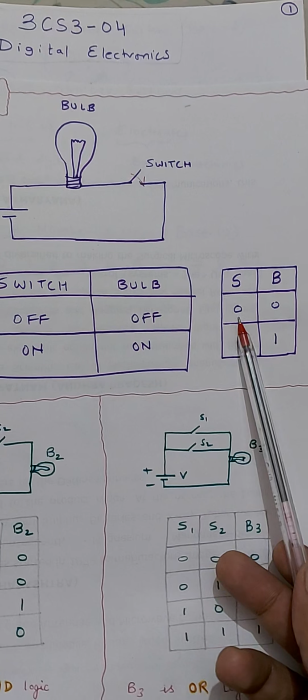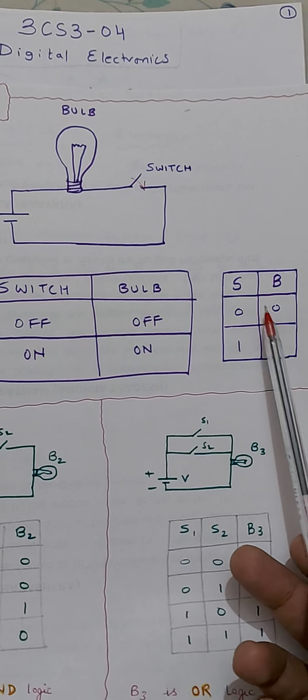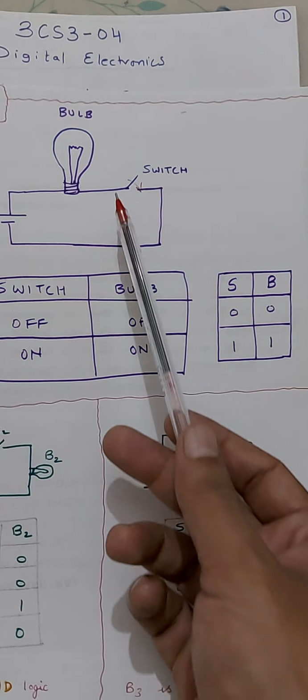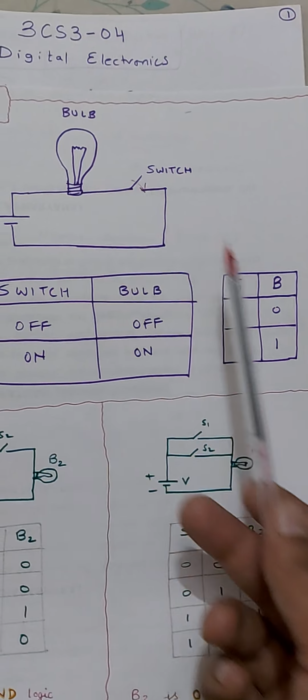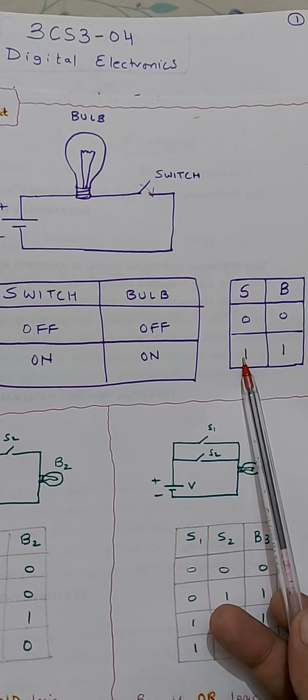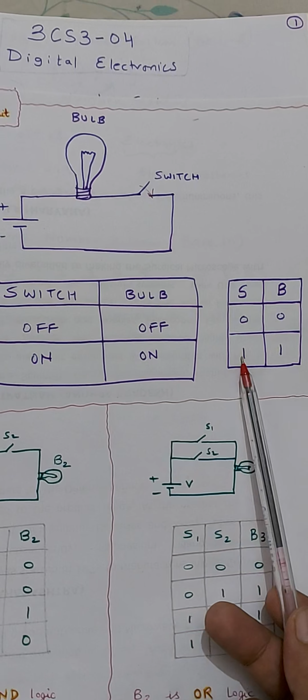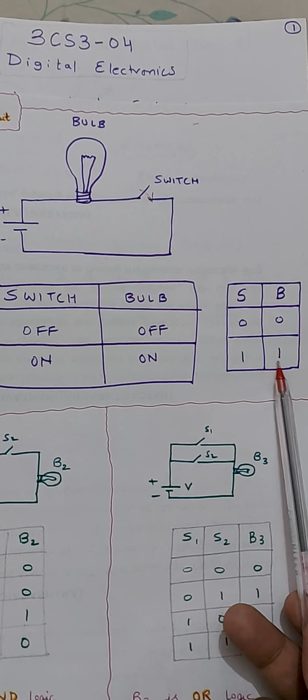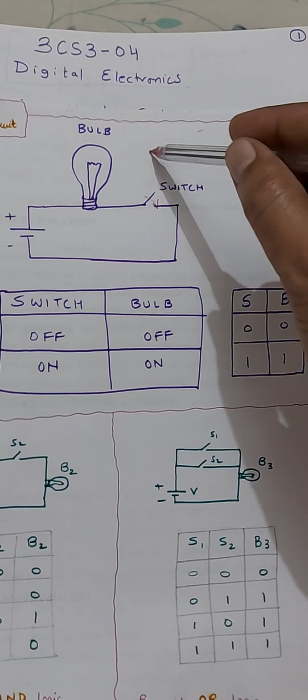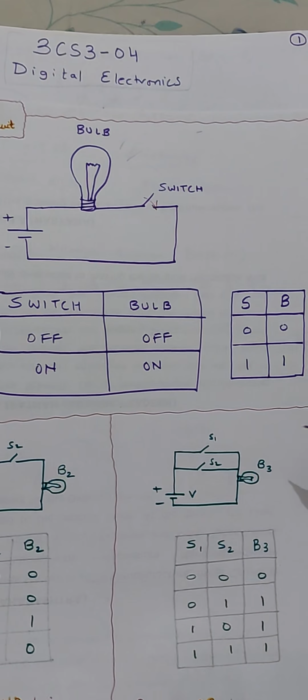Switch is off, 0. Bulb is off, 0. So 0 as an input gives 0 as an output. 1 means on as an input gives 1 as an output. So bulb will glow when the switch is on.